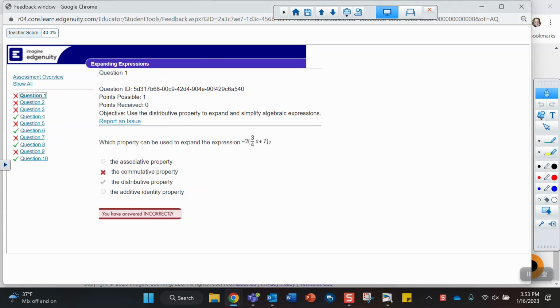Question 1 asks which one can be used to expand the expression. Anytime you have a parentheses with a number out in front, that number out in front can be multiplied through the parentheses or distributed through the parentheses. So that is the distributive property.